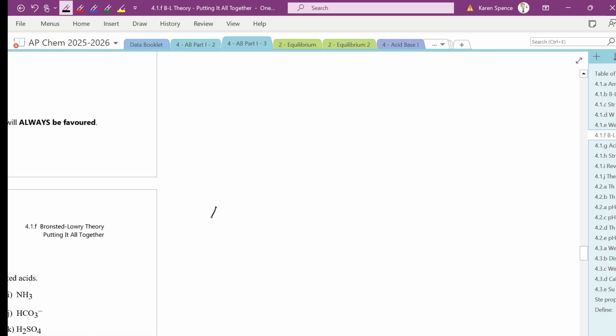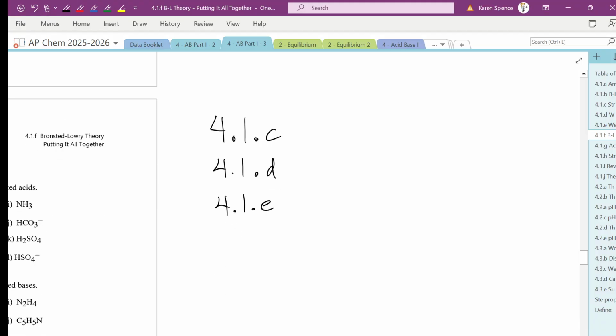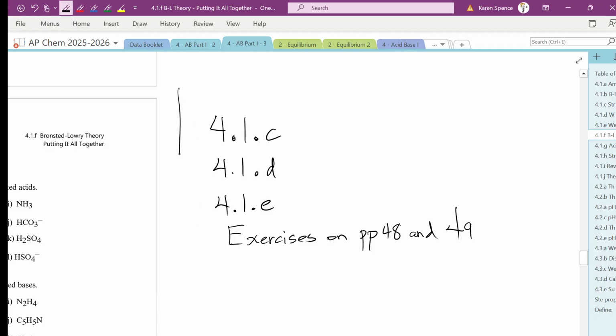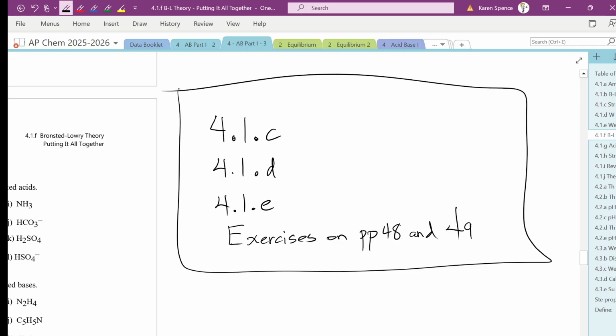Okay, so your homework is 4.1 C, 4.1 D, and 4.1 E. Those are really just watch the videos. Probably it will be a little bit of review, so you can put it on 1.5 times or 1.75 or whatever and zoom through them. Also, the exercises on pages 48 and 49. Is that good? Okay.